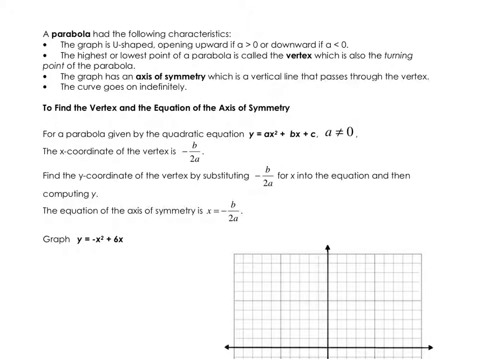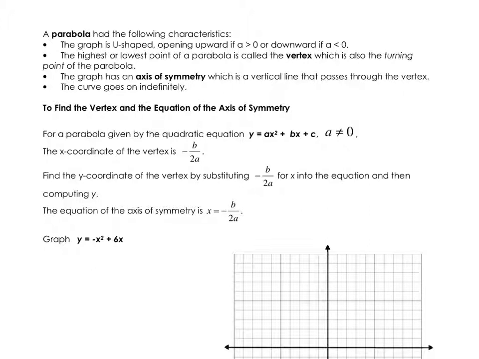A parabola has the following characteristics. The graph is U-shaped, opening upward if a is greater than 0. If a is positive, it opens upward. It opens downward if a is negative. The highest or lowest point of a parabola is called the vertex, which is also the turning point of the parabola. It may be going down and it turns and goes up. It may be going up and it will turn and go down. The graph has an axis of symmetry, which is a vertical line that passes through the vertex. The curve goes on indefinitely.